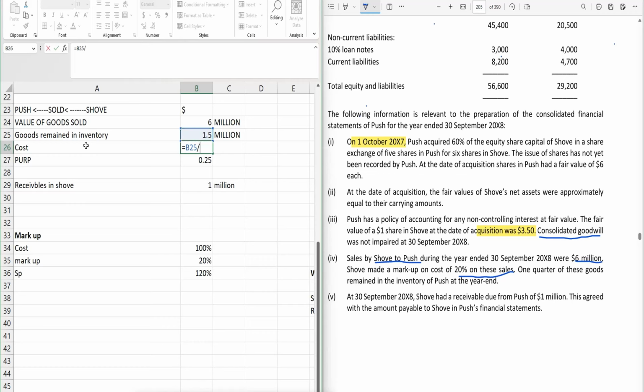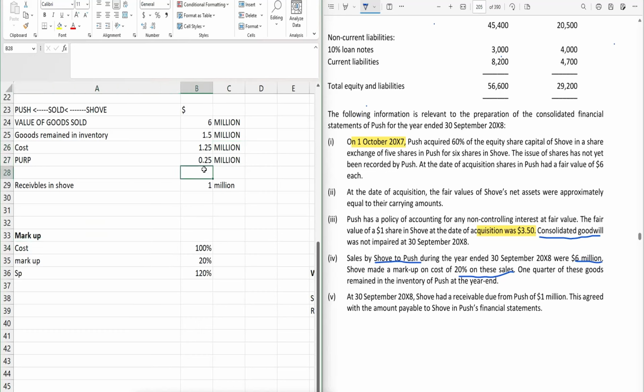That means this is the 120%, and we need to multiply by 100. Why? Because we need to calculate the value of cost. So if you want to calculate the value of cost, you need to take the selling price, multiply it by 100, divide by 120, if the percentage is 20%. So now the cost is 1.25. So now 20% of the same will be 0.25 million. So this will be your PUP, 0.25 million.